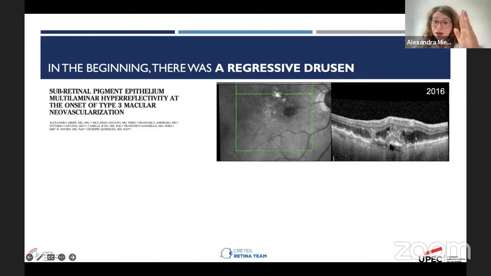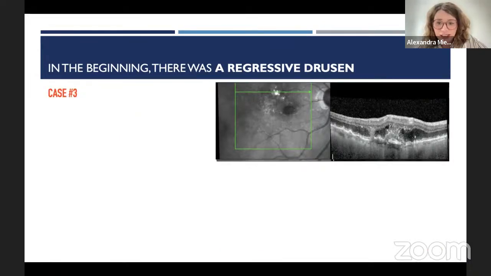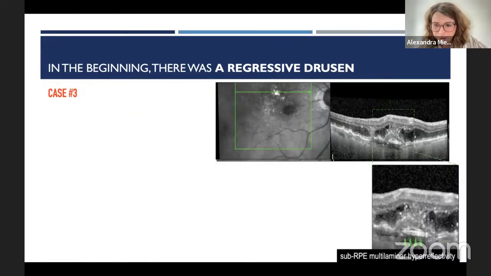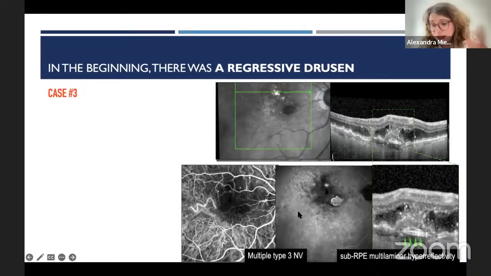that has risen above this regressive calcific drusen. And if we look on multimodal imaging, what we can see besides this sub-RPE multilaminar hyperreflectivity is that we actually see in ICG angiography not 1 but 3 type 3 lesions, 1, 2, 3. I think you see my mouse arrow. And in late ICG, there are 1, 2, 3 hotspots.